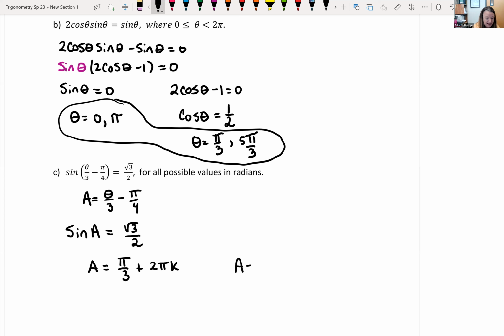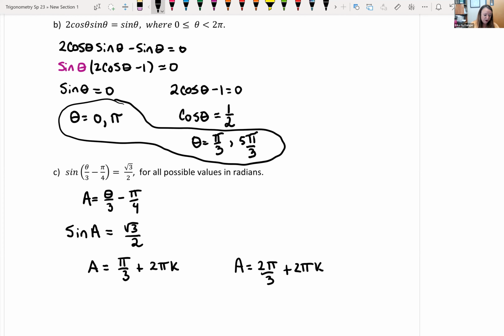Or capital A is equal to, well, sine is also positive in the fourth quadrant, not the fourth quadrant, I'm sorry, in the second quadrant. Sine is positive in the second quadrant. So that's pi minus the reference angle, pi thirds. So 3 pi thirds minus 1 pi thirds is 2 pi thirds plus 2 pi k.